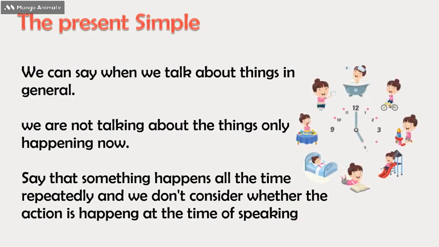In this picture you can see a girl's daily activities. For example, we can say she rides a bicycle every day. Here we don't say she is riding a bicycle every day, because she rides the bicycle is a daily activity. Okay, let's see the rules.